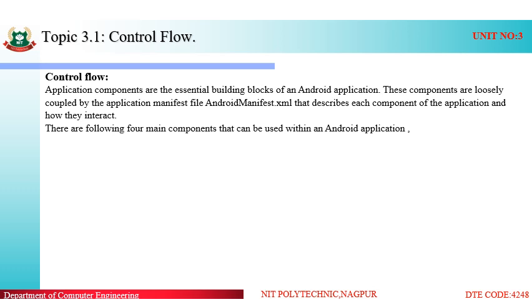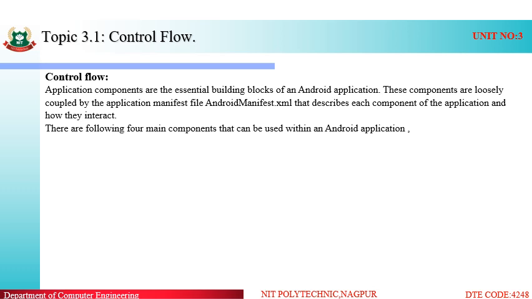So all these components we define in an XML file, that is AndroidManifest.xml. XML stands for extensible markup language. So all the components reside inside the AndroidManifest XML file. It describes each component of the application and how they interact. So what will this manifest file perform? It will describe each component of the application and how they interact with each other.